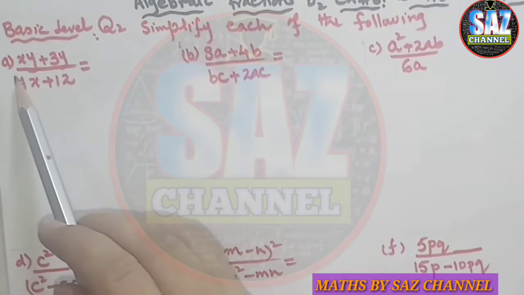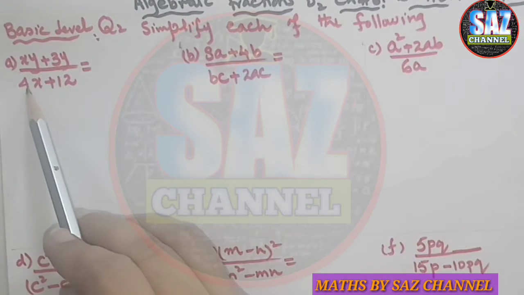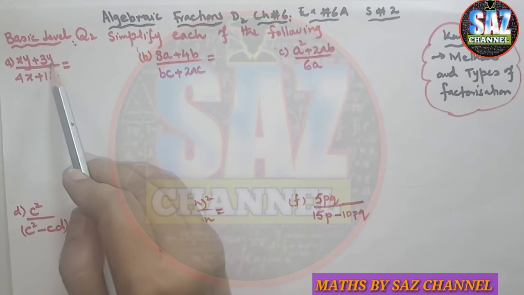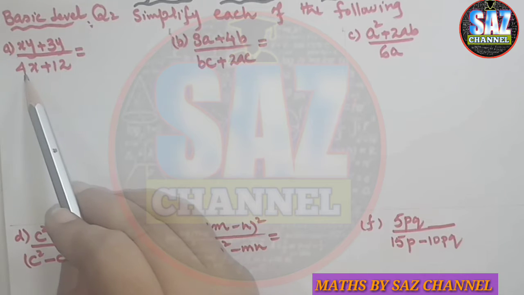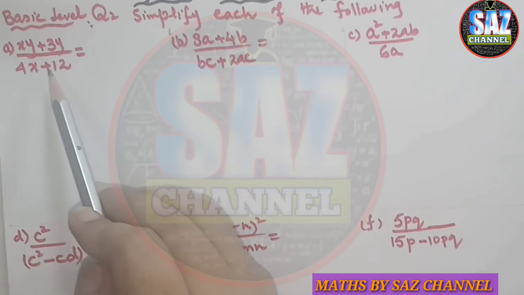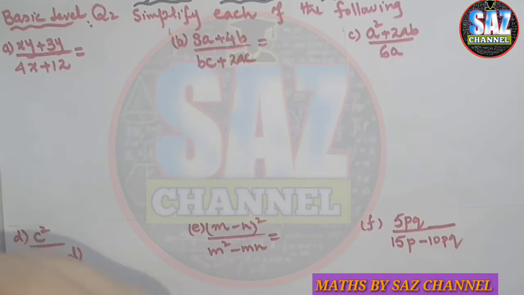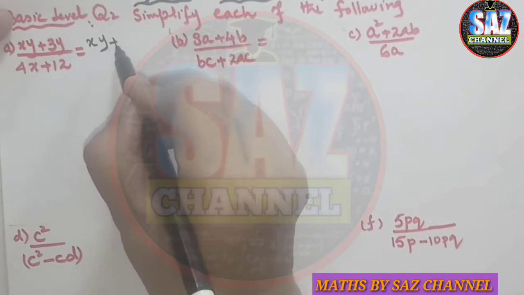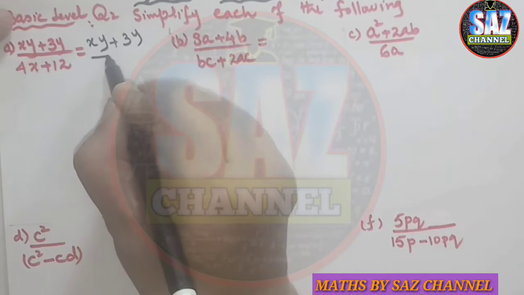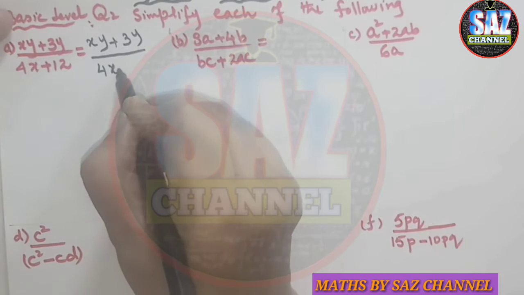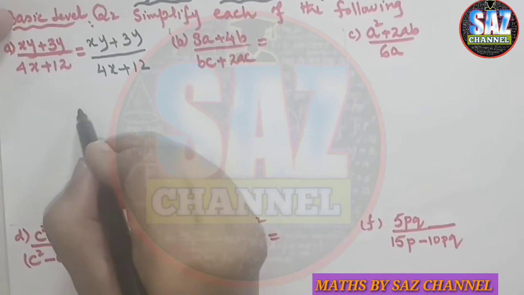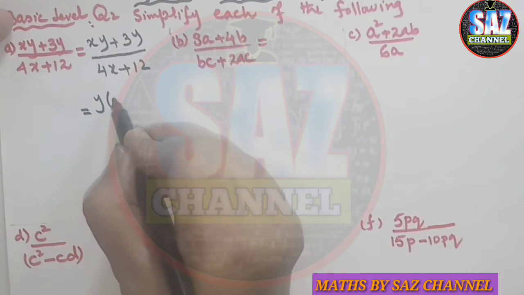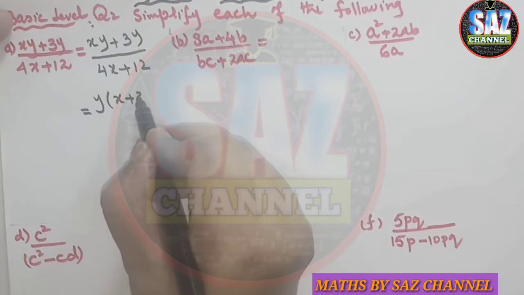First part of the question is xy plus 3y upon 4x plus 12. If you look at the numerator, y is the common factor here, and if you look at the denominator, 4 is the common factor. So first it's better to rewrite the question: xy plus 3y upon 4x plus 12. From the numerator, pull out y, which is a common factor, and inside the bracket I will be left with x plus 3.